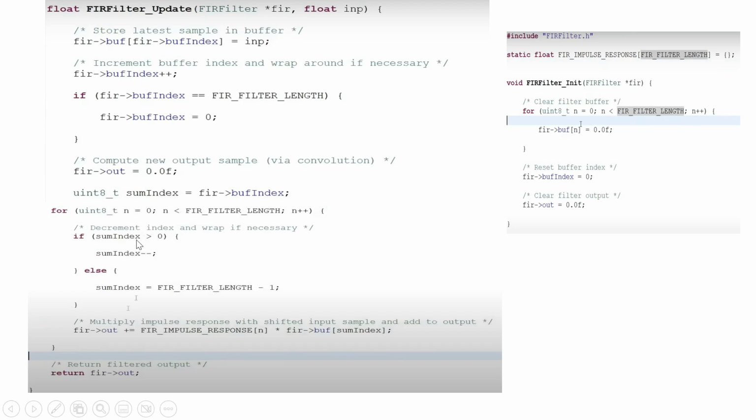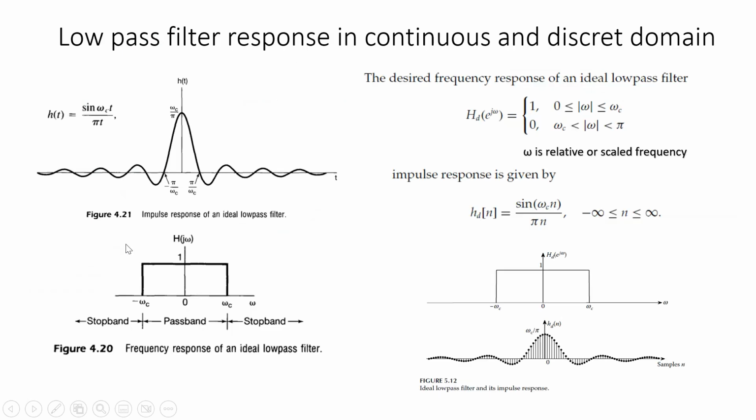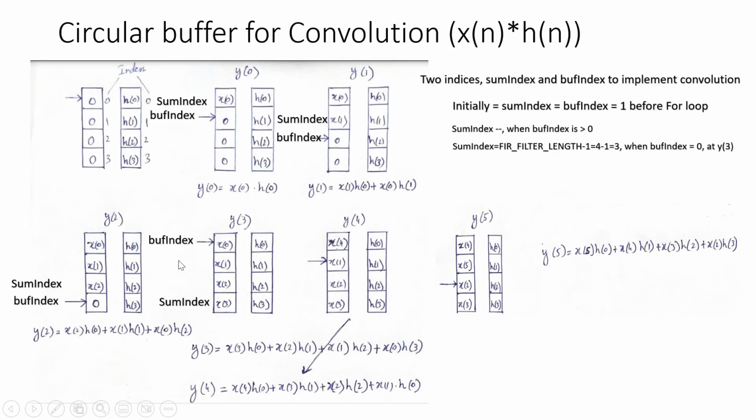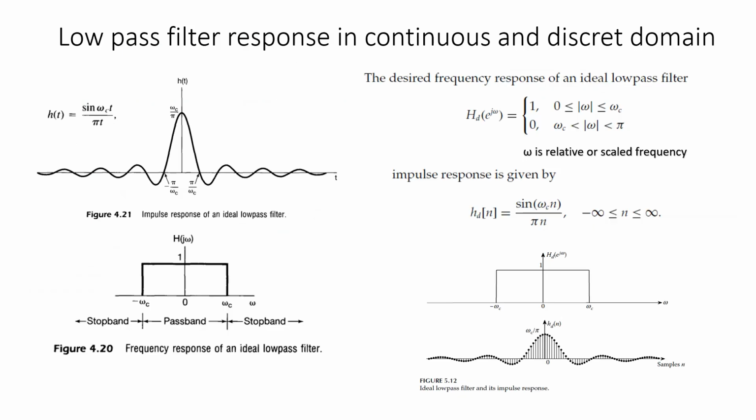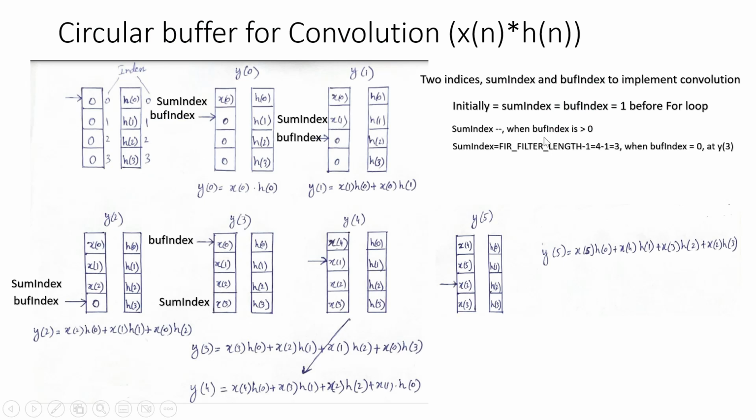So this loop will continue, and we just use this else statement here. When the sum index is equal to 0 at this point, because if it is greater than 0 we are decrementing, and when it becomes 0, then we will use this equation, so that we can come to this point and start our operation of the summation. So I hope it is understandable.